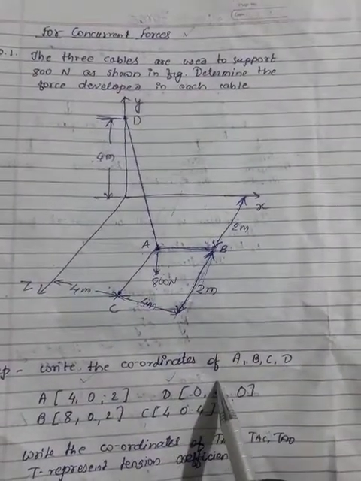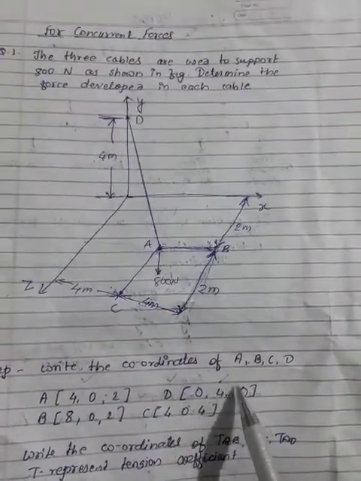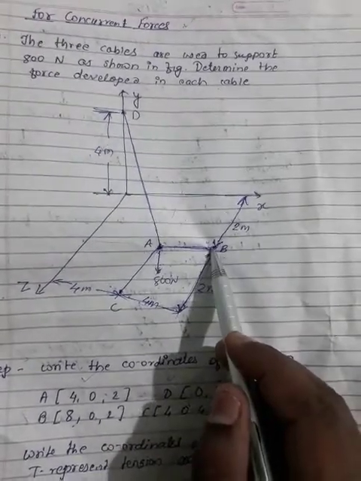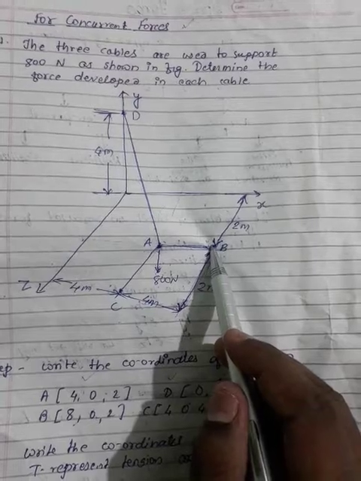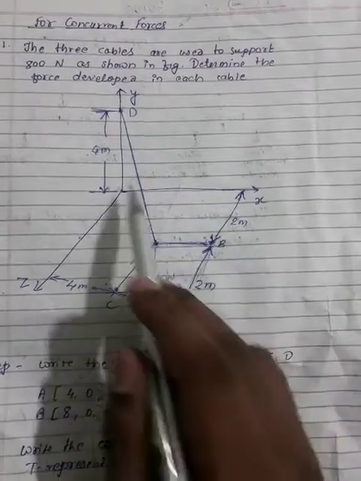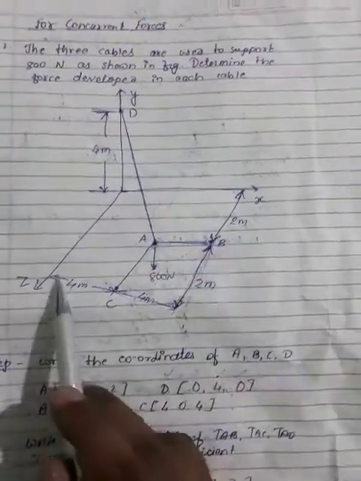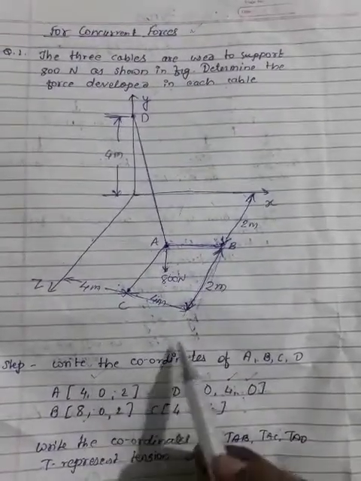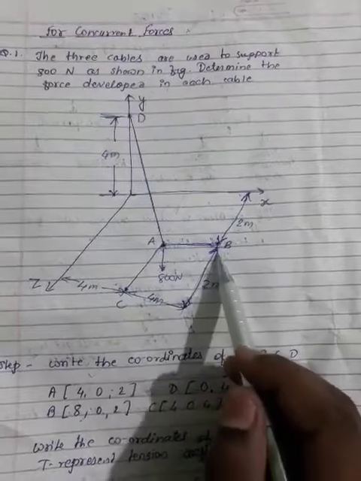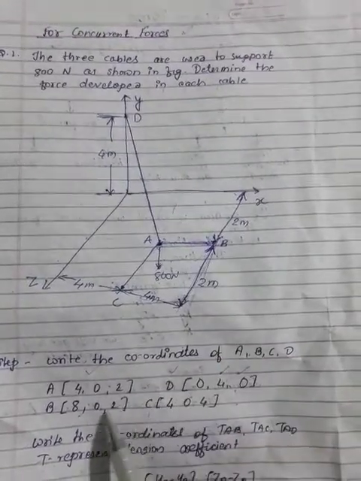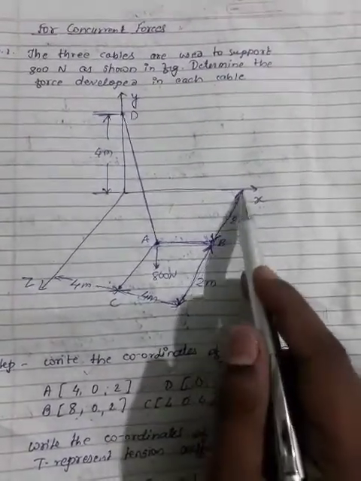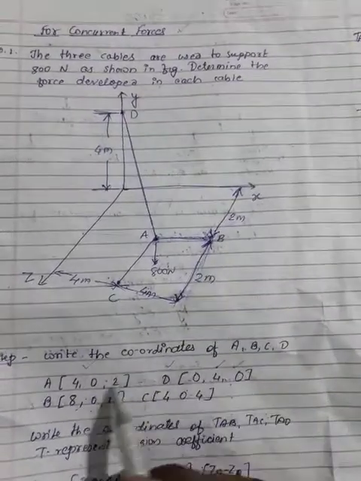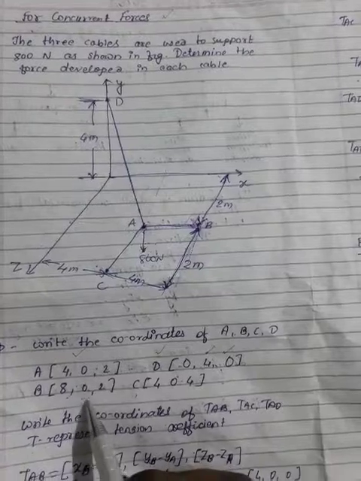So D lies on the y axis, so y is 4, and z coordinate 0. B is in the xz plane, so it has two coordinates, x and z. Y is 0, so x is nothing but the distance along the x axis. How much is the distance along x for this B point? 4 plus 4, 8. Y coordinate, because it is in the xz plane, is 0, and z coordinate is the distance along the z axis, that is 2 for this B point. So the coordinate of B is 8, 0, 2.